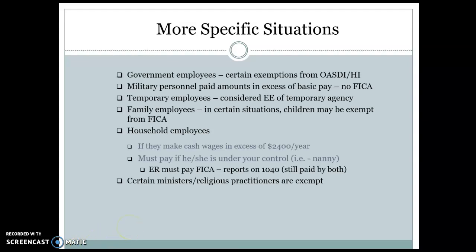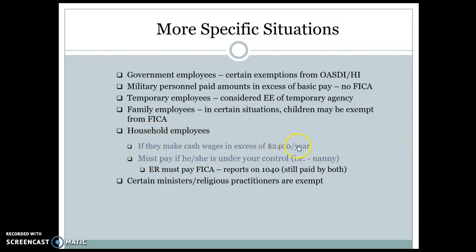Okay, there are various specific situations that are involved, and you can take a look at this slide when you get a chance. One thing is household employees, and they're talking about someone who's like a nanny or a maid, not somebody that comes once a week to clean the house, and they have other customers where they clean house for them. But somebody that is there all the time cleaning the house.